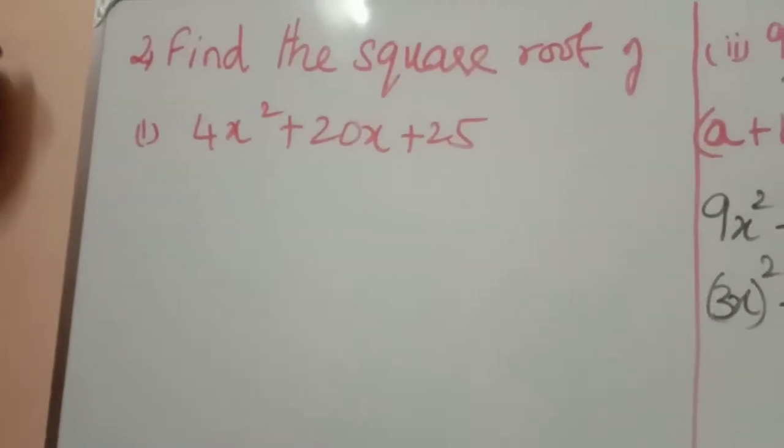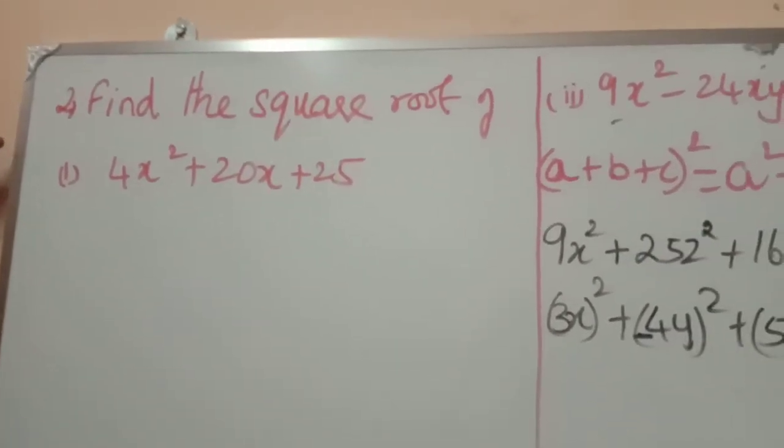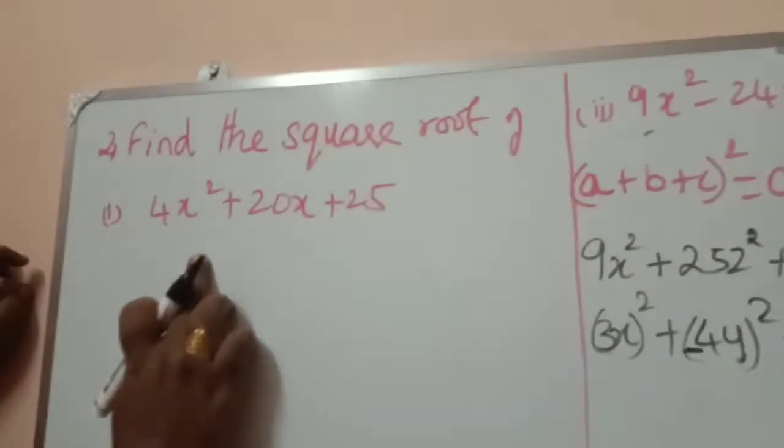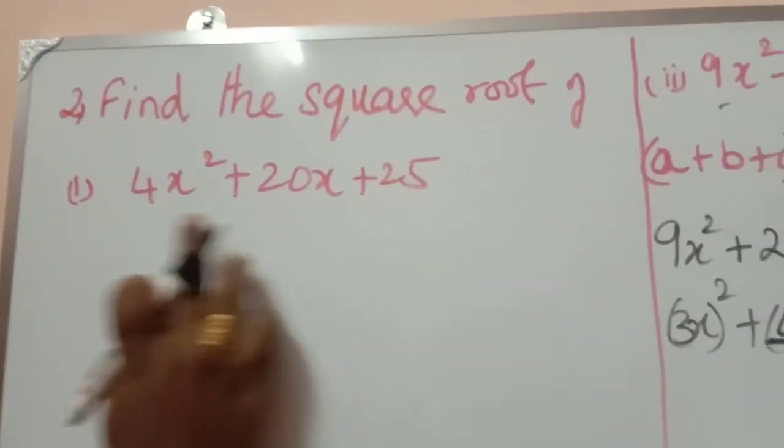Good morning, children. Question number 2. Find the square root of 4x square plus 20x plus 25.